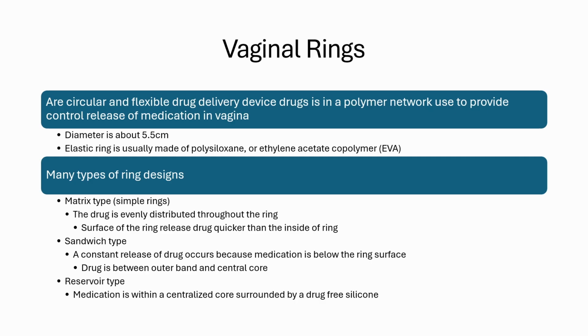The matrix type of ring has the medication evenly distributed throughout the ring, meaning the surface of the ring releases the drug quicker than the core of the ring. The sandwich type of ring has a constant release of drug occurring because the medication is below the ring's surface, in between the outer band and the central core. The reservoir type of ring has the medication within the centralized core, surrounded by a drug-free silicone.